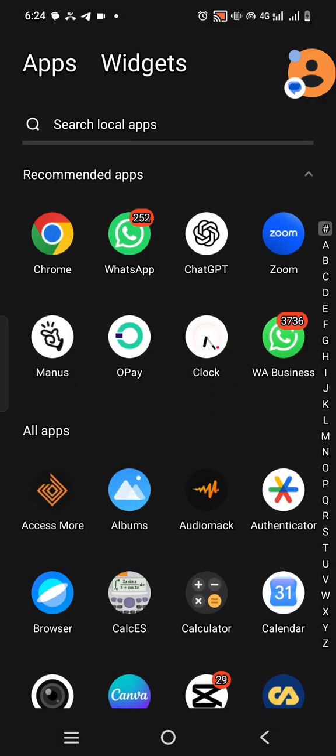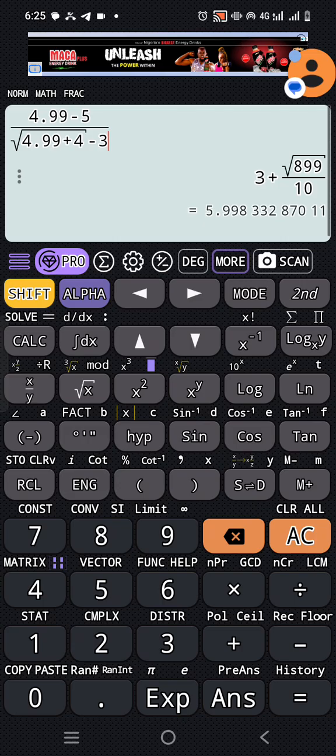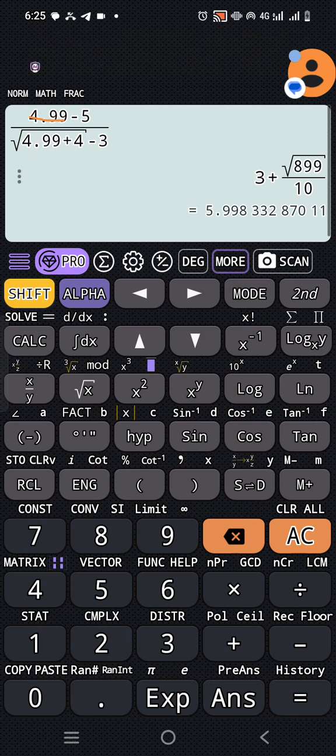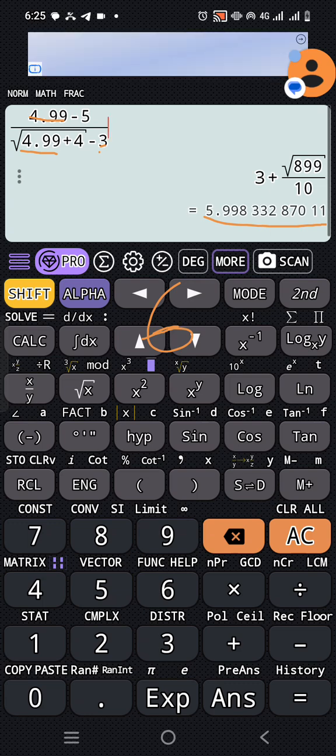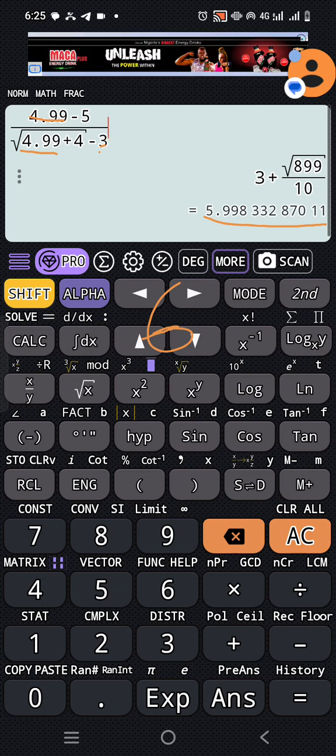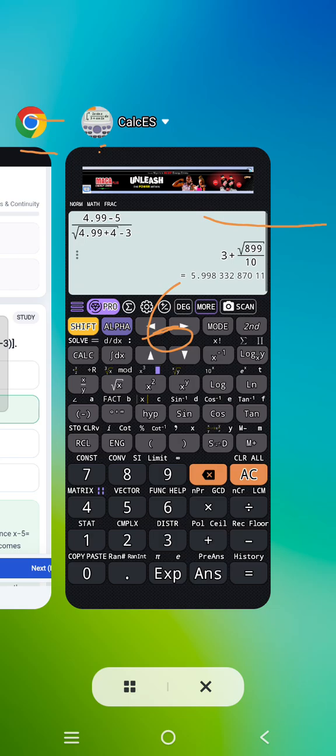Hope I remember those values. Of course you can see now it's 4.99. I took my x to be closer to 5. 4.99 is very close to 5. So 4.99 minus 5 all over, then my x is 4.99 here plus 4, then minus 3. If you input it well, you see I got 5.998. So that is quite much easier for me. So I know my function is approaching a number which is approximately 5.998, and the closest one is actually 6. So I already know 6 is my answer.